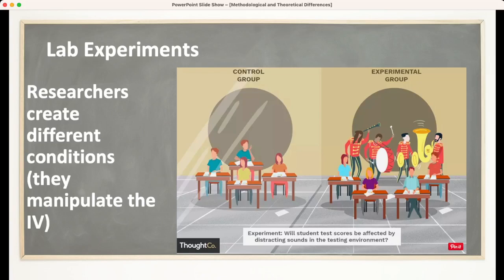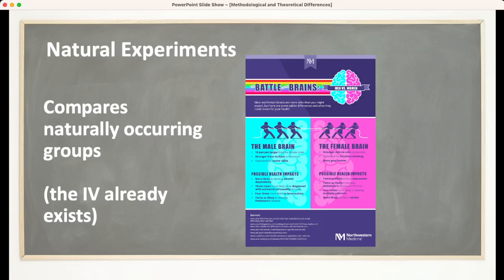The nature of the variables, the nature of the independent variables in the experiments will be very different in biological studies, cognitive studies, and social-cultural studies, and there's an obvious reason for that, right? Because that's the basis of the approach, trying to understand behavior by looking at different factors that might cause that behavior. The natural experiment, like I said, compares naturally occurring groups.